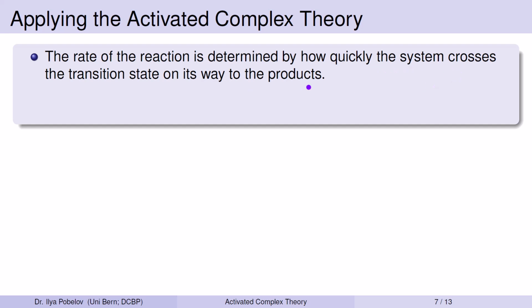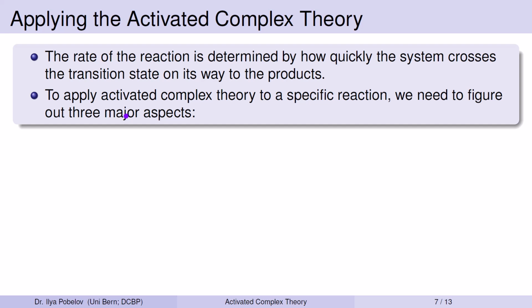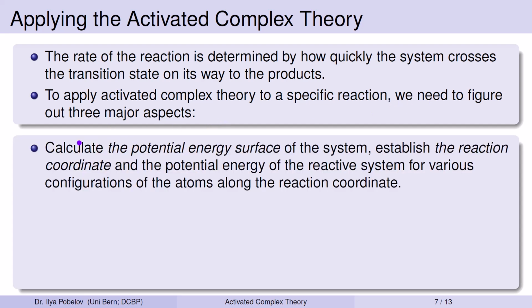The rate of the reaction is determined by how quickly the system crosses the transition state on its way to the products. To apply activated complex theory to a specific reaction, we need to figure out three major aspects. First, we need to calculate the potential energy surface of the system, establish the reaction coordinate and the potential energy of the reactive system for various configurations of the atoms along the reaction coordinate.